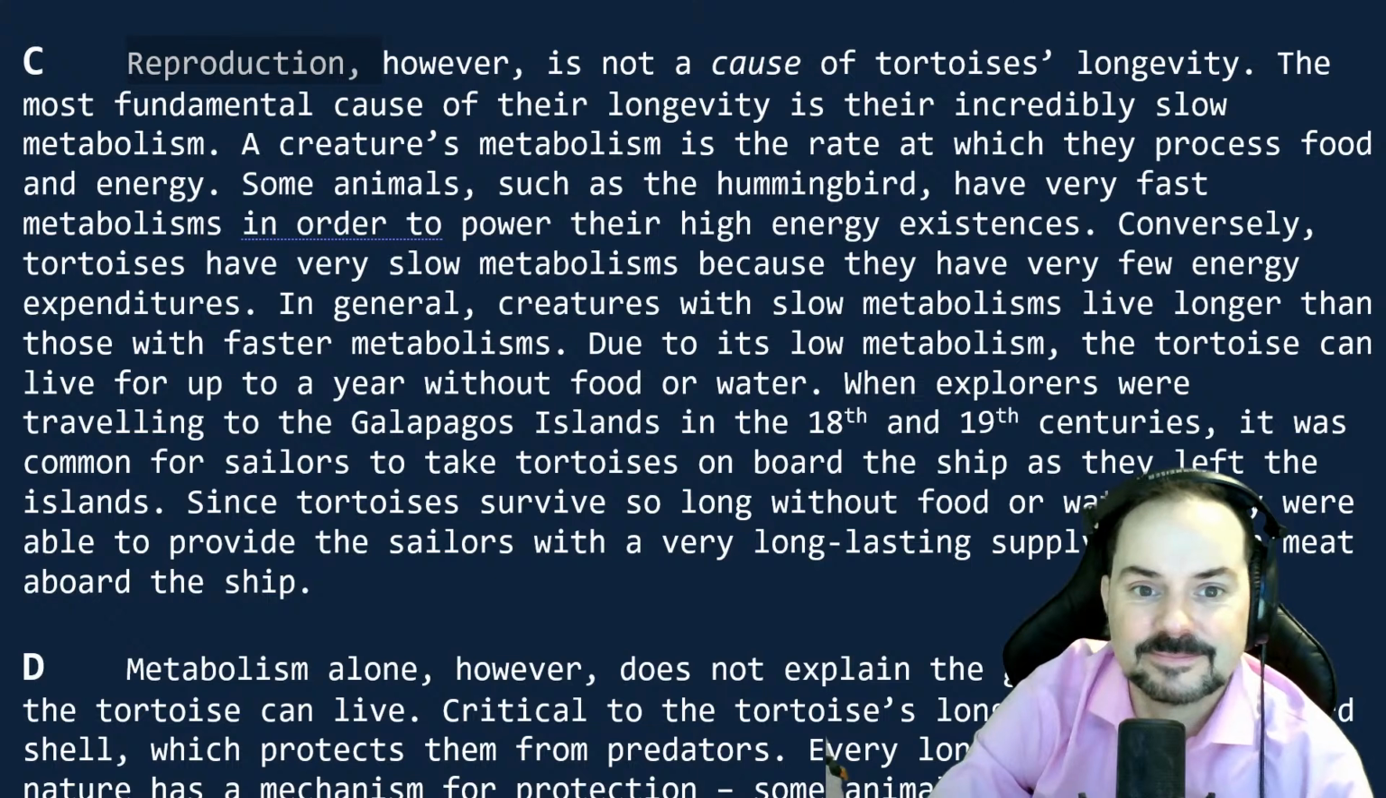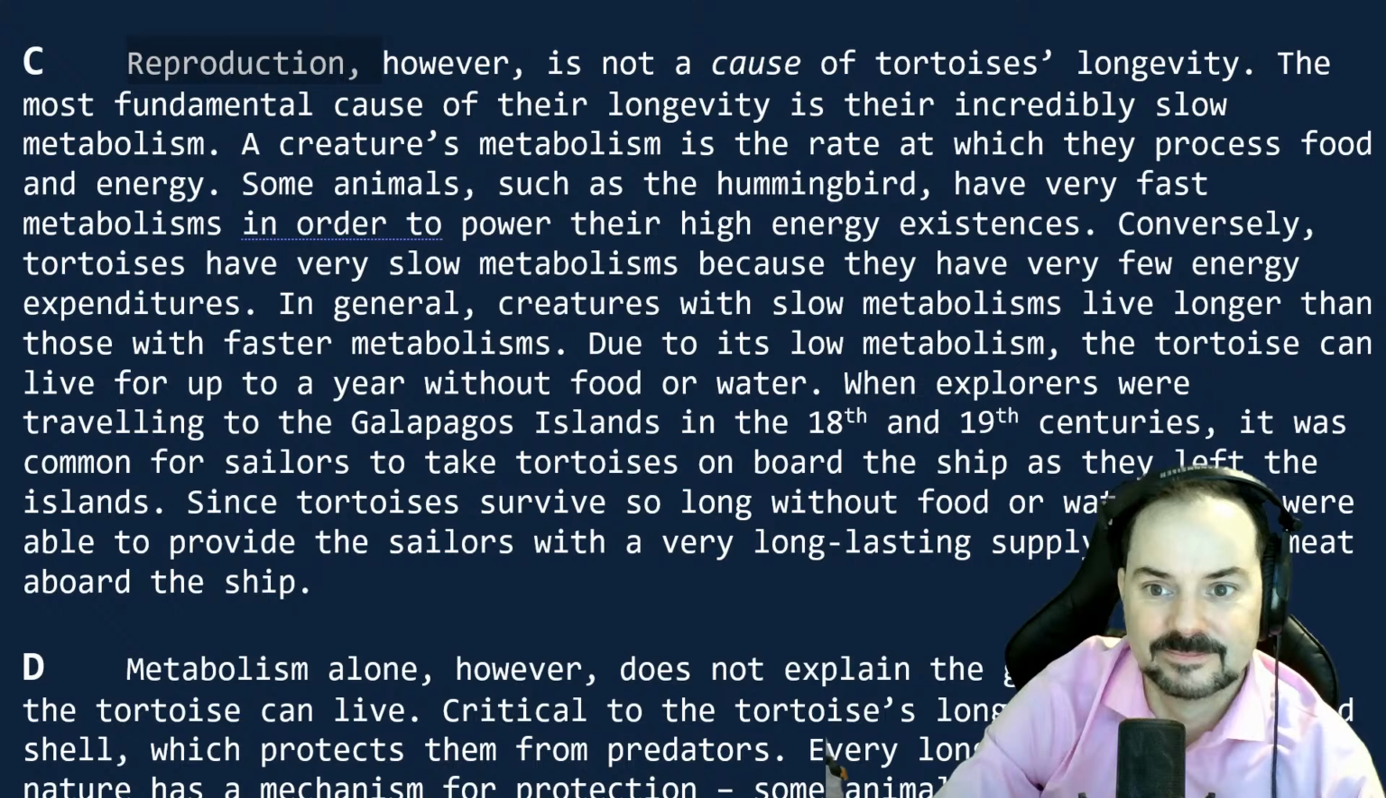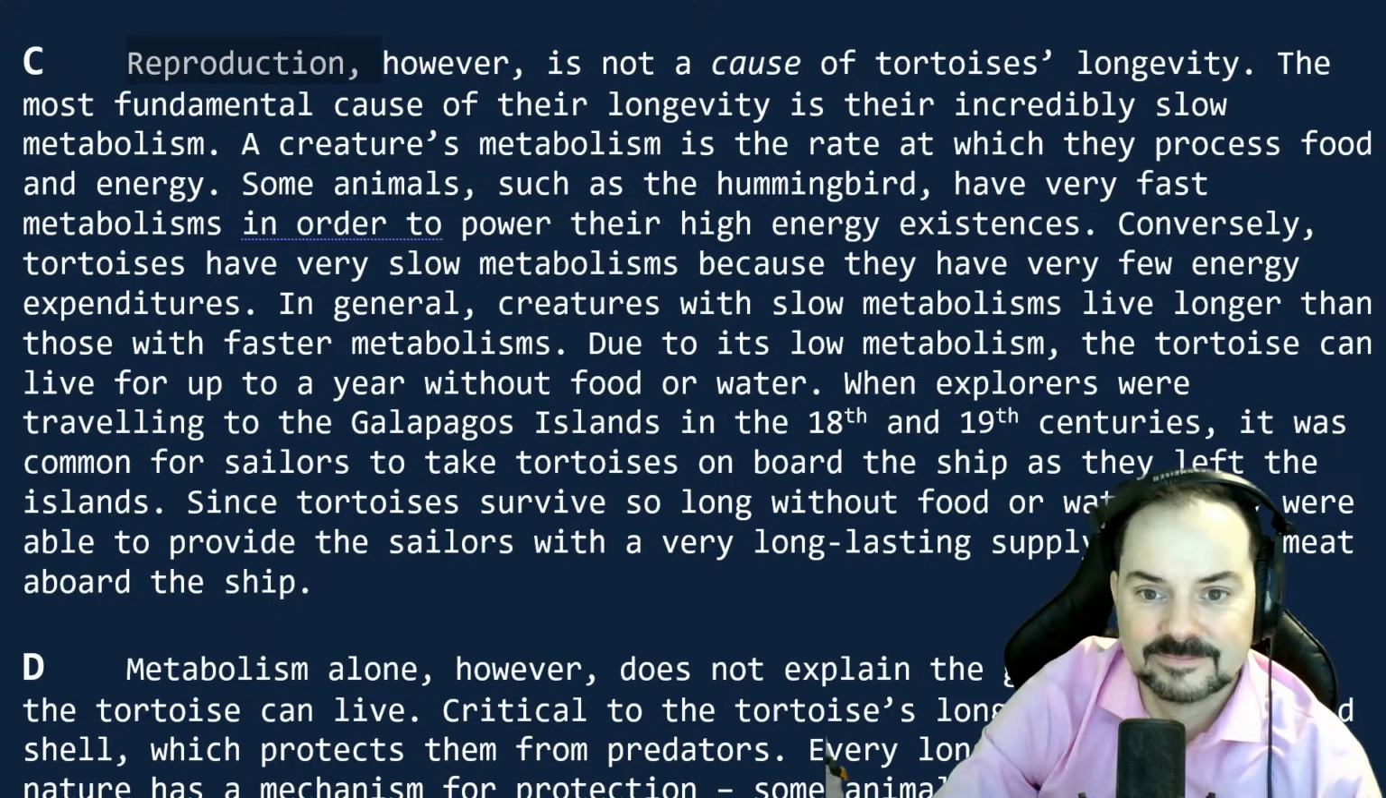Reproduction, however, is not a cause of tortoises' longevity. The most fundamental cause of their longevity is their incredibly slow metabolism. A creature's metabolism is the rate at which they process food and energy. Some animals, such as the hummingbirds, have very fast metabolism in order to power their high energy existence. Conversely, tortoises have very slow metabolism because they have very few energy expenditures. In general, creatures with slow metabolism live longer than those with faster metabolism. Due to its low metabolism, the tortoise can live for up to a year without food or water.